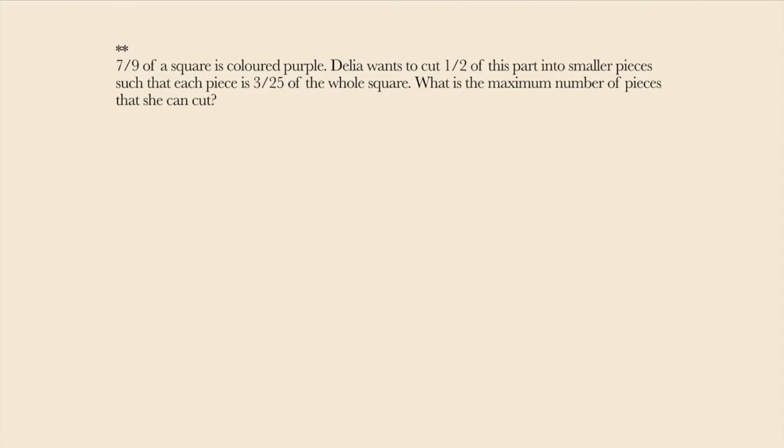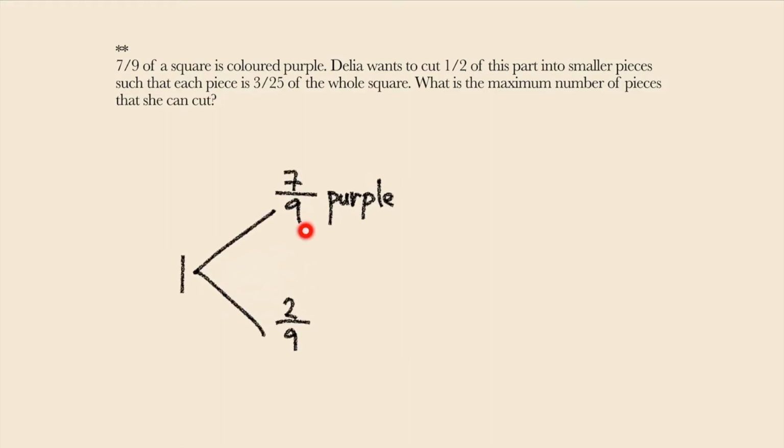7/9 of a square is colored purple. The liar wants to cut half of this part here into smaller pieces such that each piece is 3/25 of the whole square. Okay, now 7/9 will be purple.